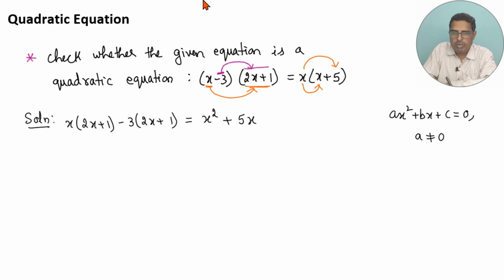Further, let us simplify the left hand side. We multiply this x with this 2x. So x into x will be x², along with this constant 2, so we get 2x². And again let us multiply this x with 1. X times 1 will be how much? X itself. So plus sign is there. I'll write down plus x. So this multiplication is complete.